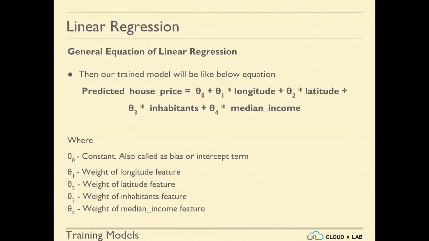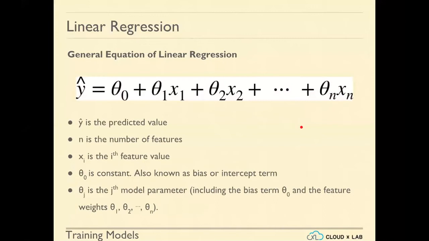This is called linear regression, whereby we assume that the relationship between input and output is linear. There's no square, it's not longitude square or latitude square. All right? Or more precisely, this is how we write. So the y hat, which is the predicted value, is equal to theta naught plus theta 1 multiplied by x1 plus theta 2 multiplied by x2, and so on, right?